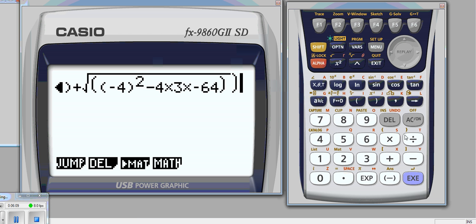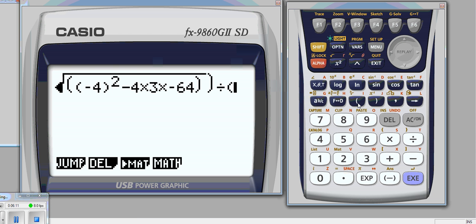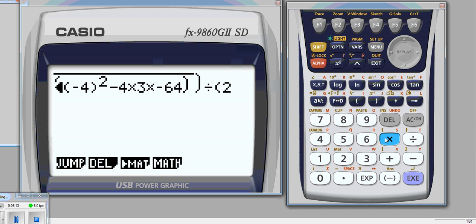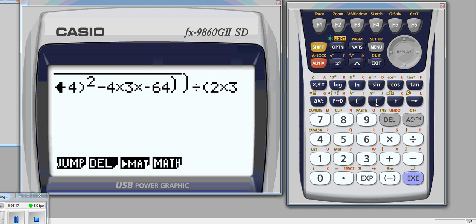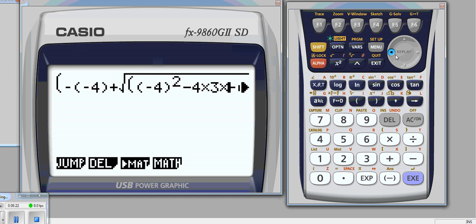So on the calculator, we will do divided by, start another parentheses, 2 times whatever your a value was. In this case, ours was 3, end the parentheses. So your entire thing should look something like this. Start a parentheses, negative. Start a parentheses, whatever your b value is. Ours was negative 4. End the parentheses, plus.